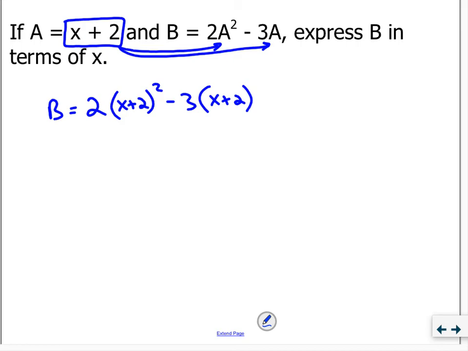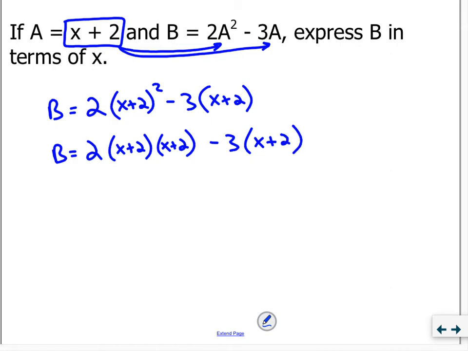So can that be simplified? Take a minute and do it. So what you might remember from earlier is that that squared term means I'm going to write it twice. So now when I do my distributing, I'm going to distribute the x plus 2 times the x plus 2. I'm going to distribute in here first. I'm going to do these two together first. And then I'll multiply it by 2.